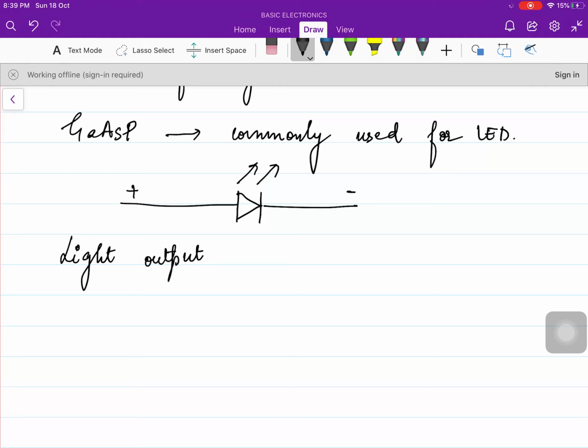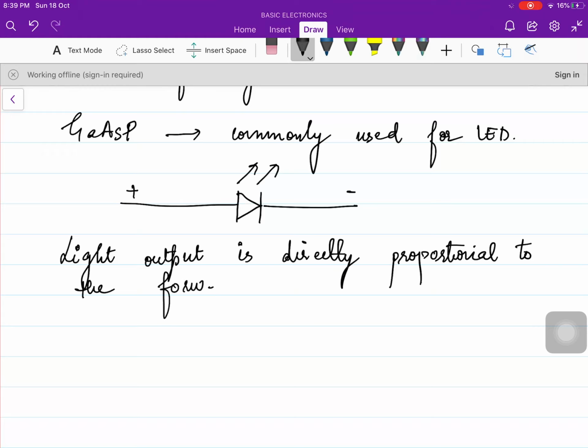So we all know that an LED will operate only when it is forward biased. When a diode is forward biased, naturally forward current will flow in it, and the light output, that means the intensity of the light of an LED, is directly proportional to the forward current. The greater the forward current, the more the light output. So light output is directly proportional to the forward current.